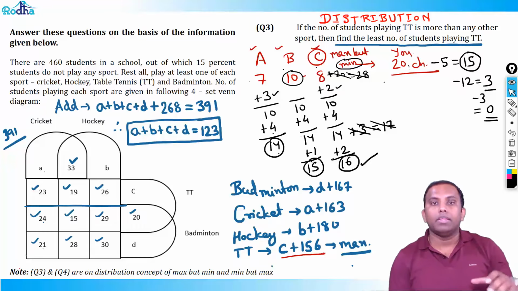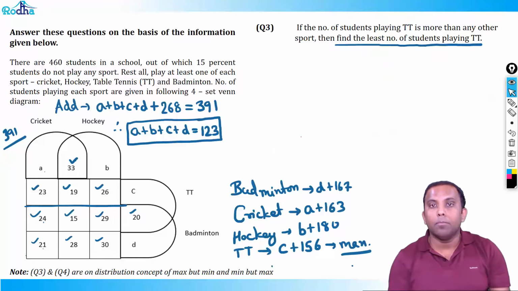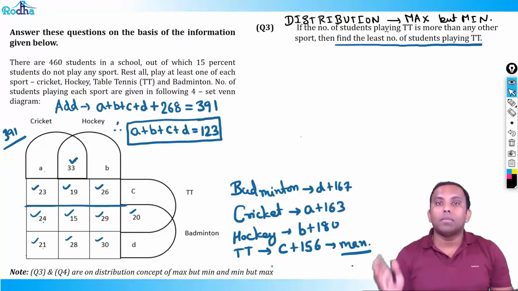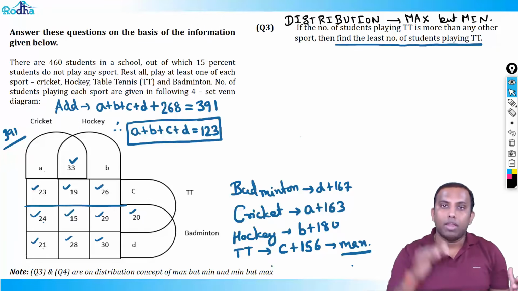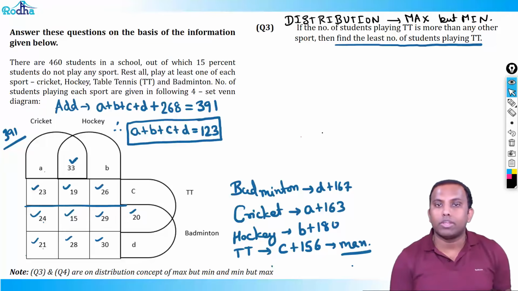In the next question, we'll do minimum but maximum also, okay? So important concept of maximum but minimum. What we are doing here is one should have maximum number, but that number should be as least as possible, as less as possible, right? Okay, now come to this question. Now you can do this question easily.